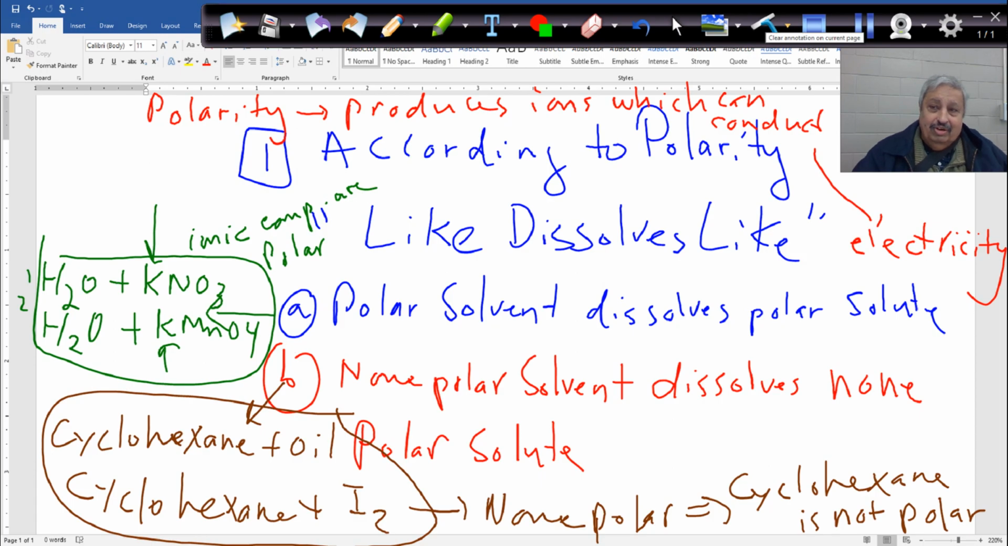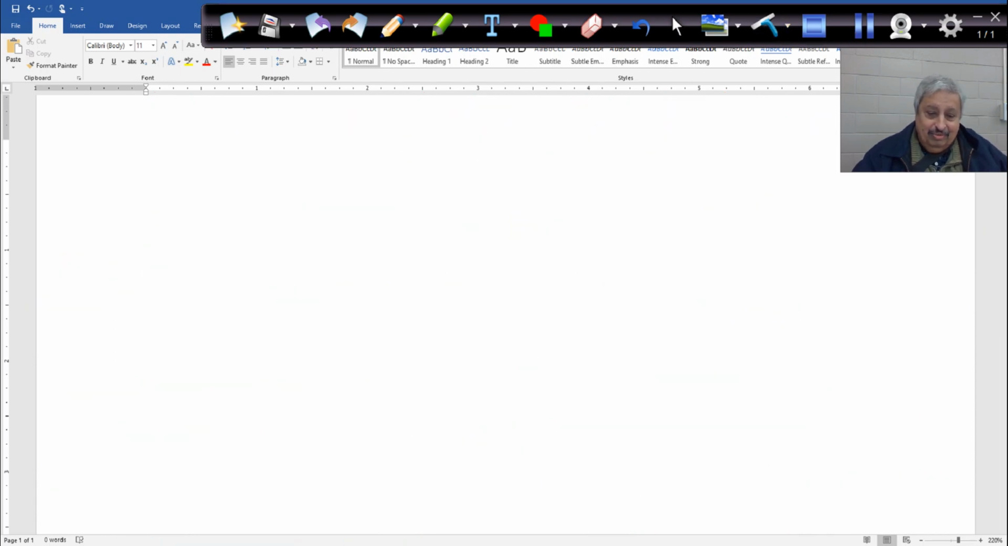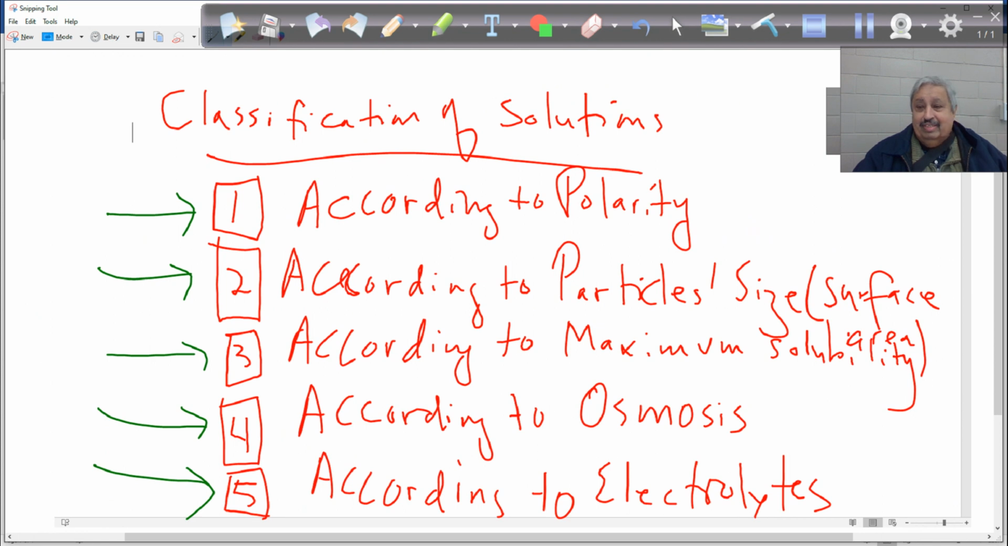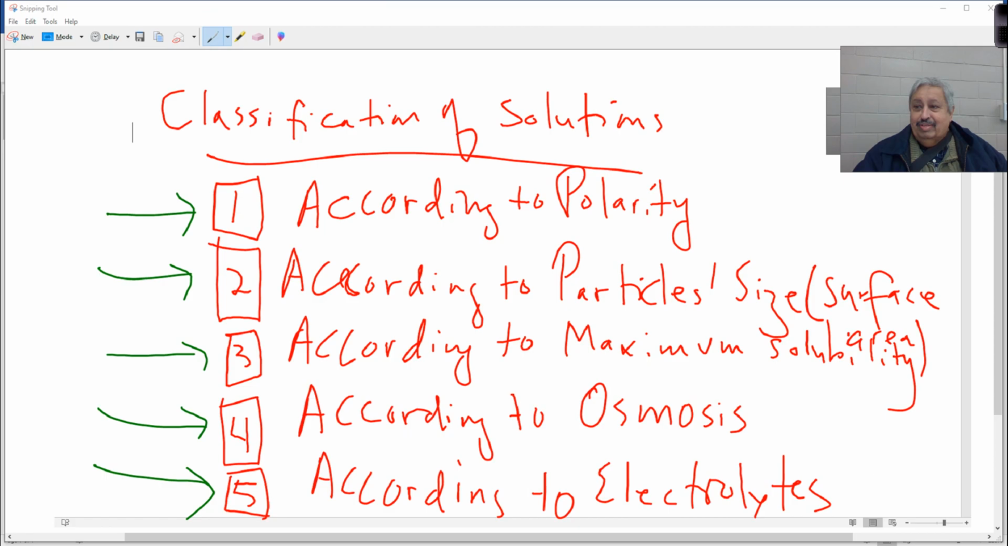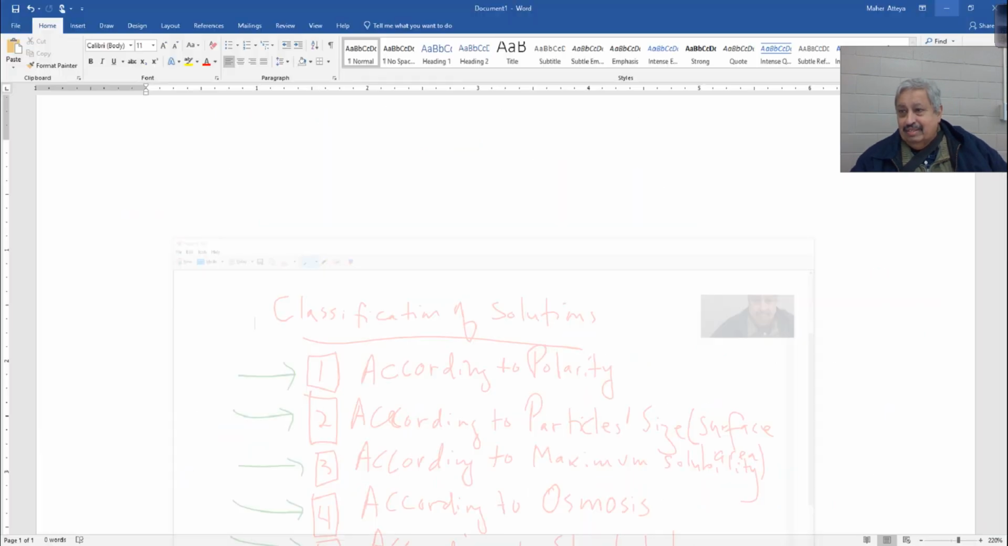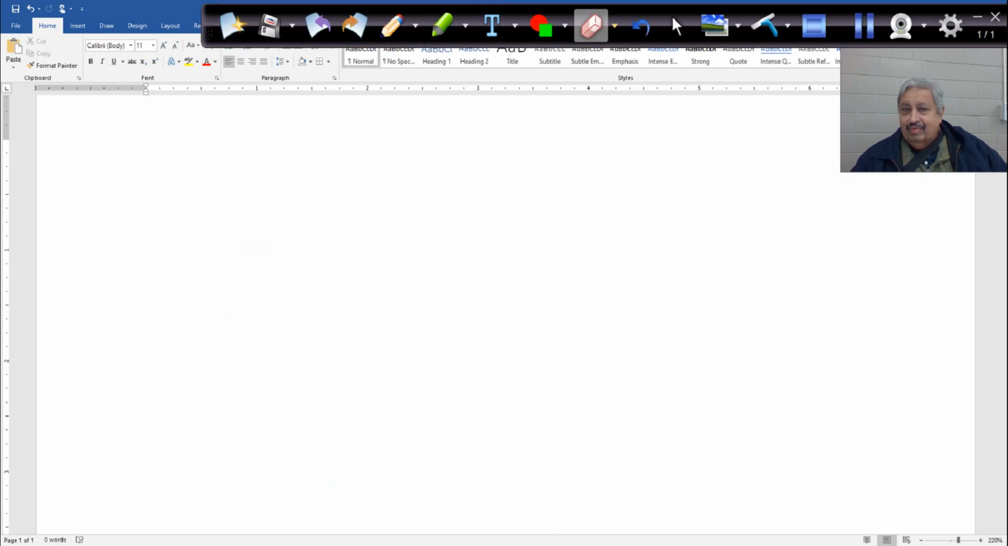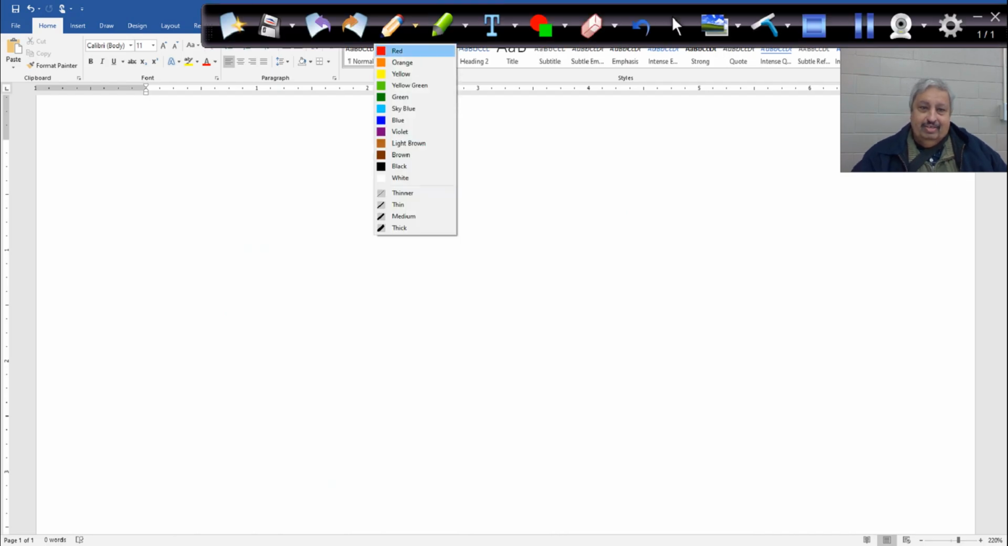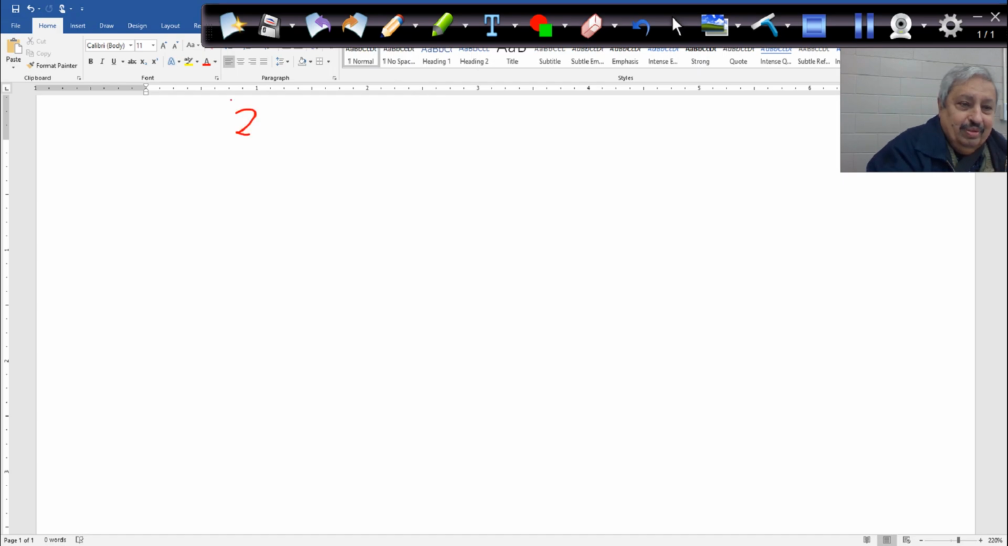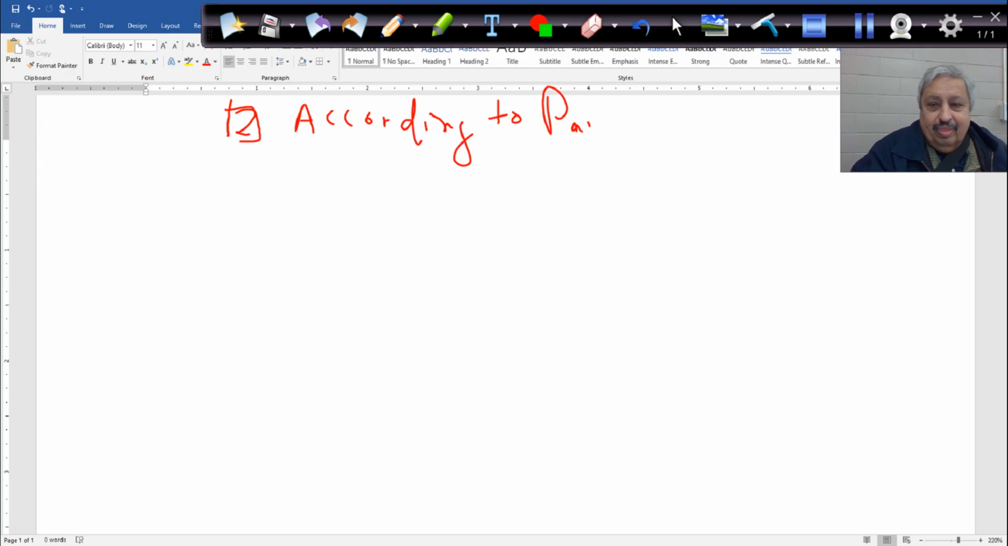So anyway, can I take this one out? So now we'll go for the second one. According to particle size, okay? Let's minimize this and get this one here. According to their particle size. Number two here. According to particle sizes.